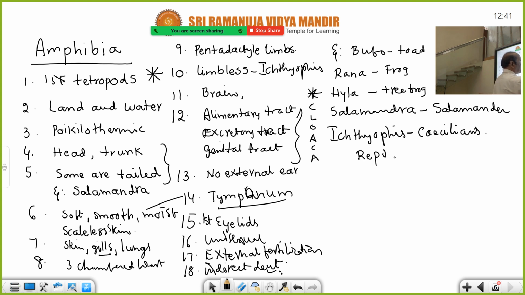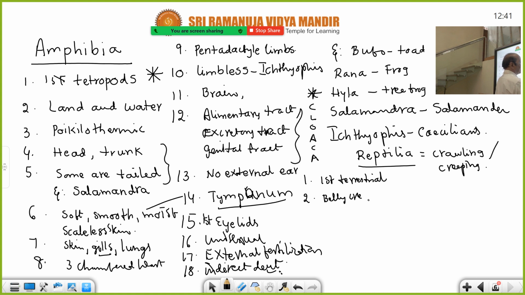Second class in tetrapoda is reptilia. Reptilia means crawling or creeping. Crawling or creeping, both are the same. These are first terrestrial vertebrates, successful, complete land vertebrates. Belly creepers.